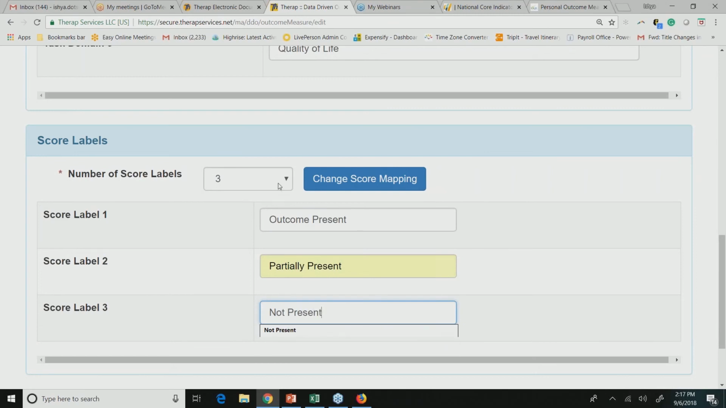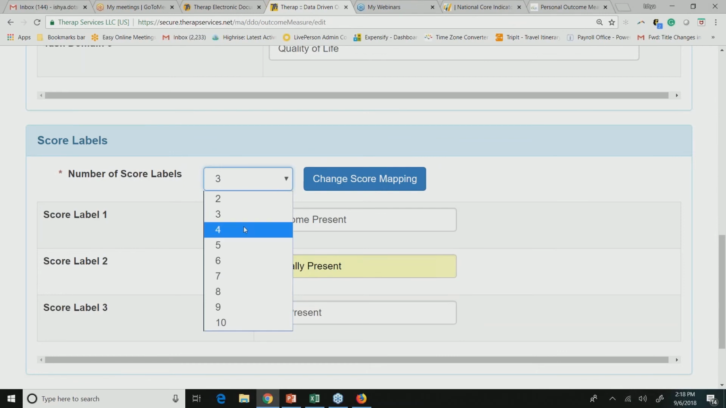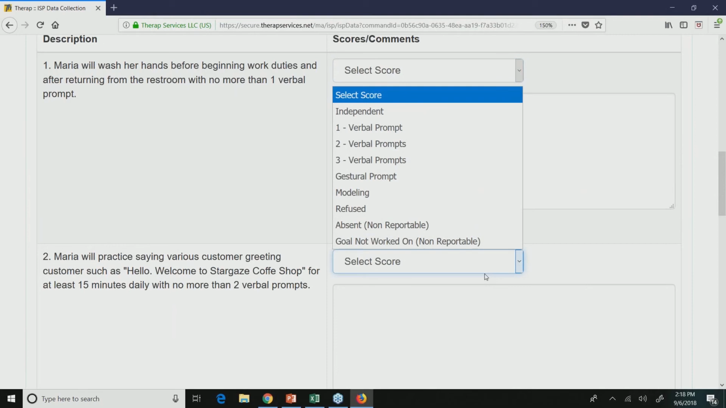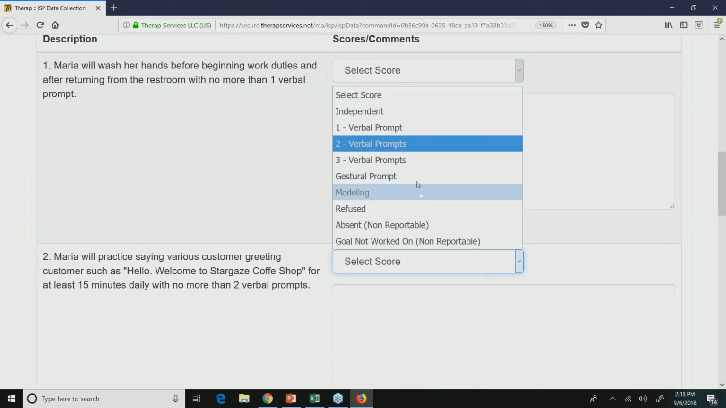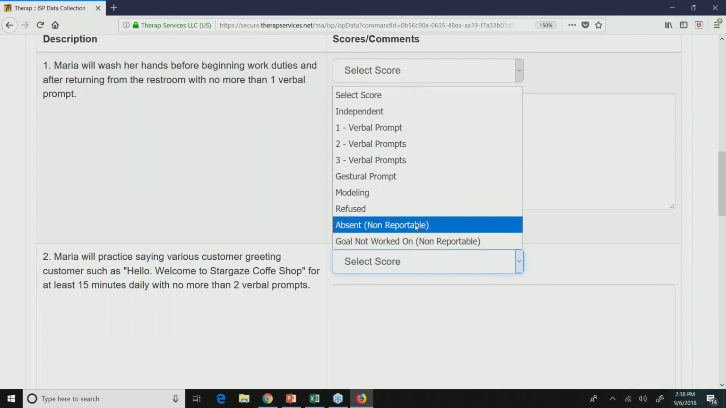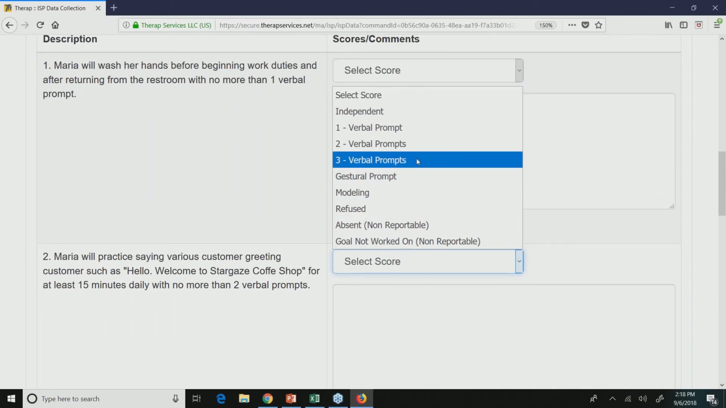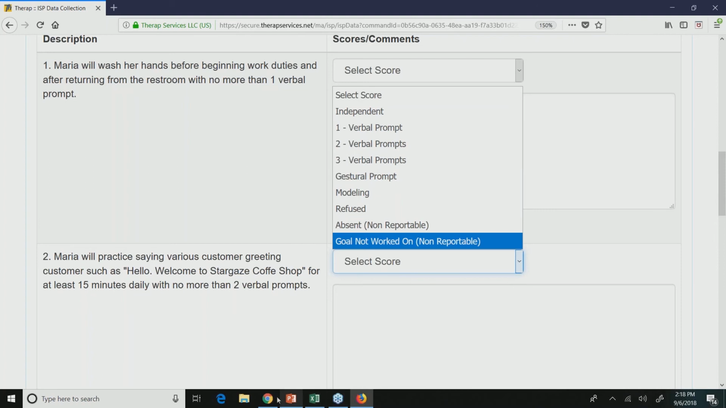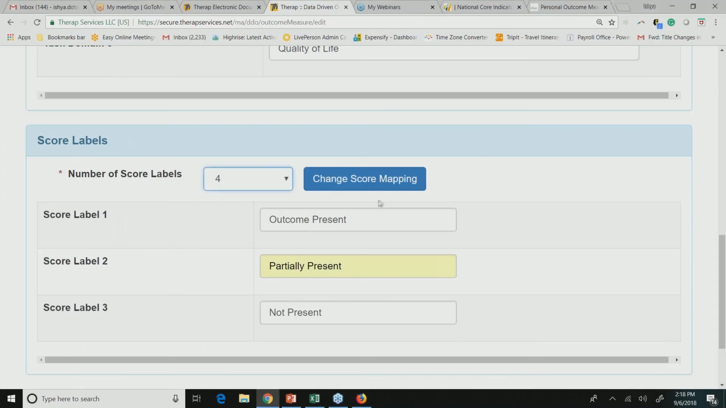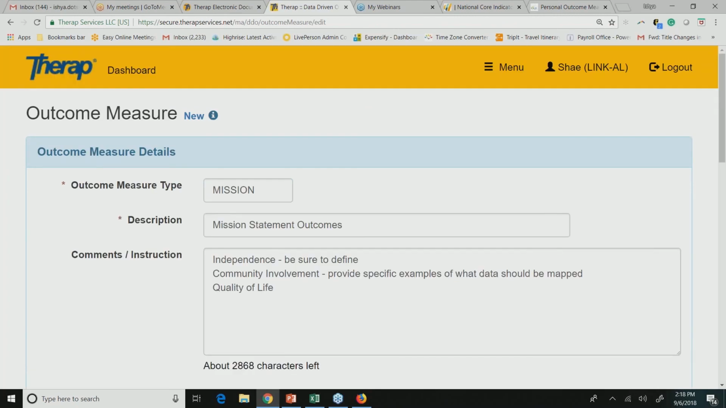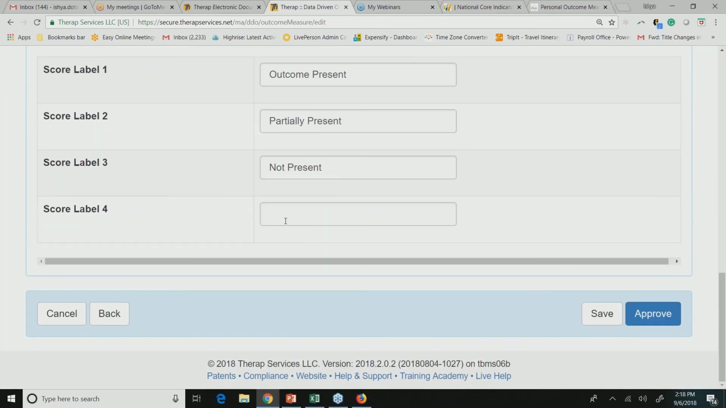Okay. If I needed more options, maybe I want something in here that is neutral, because maybe there's something within this scoring method that is not going to fit within that particular outcome present, not present, or partially present. And I want something that's neutral. So if that's the case, then I could add an additional score label that just says neutral, not applicable, whatever it is that you want to be a part of that scoring method, okay?